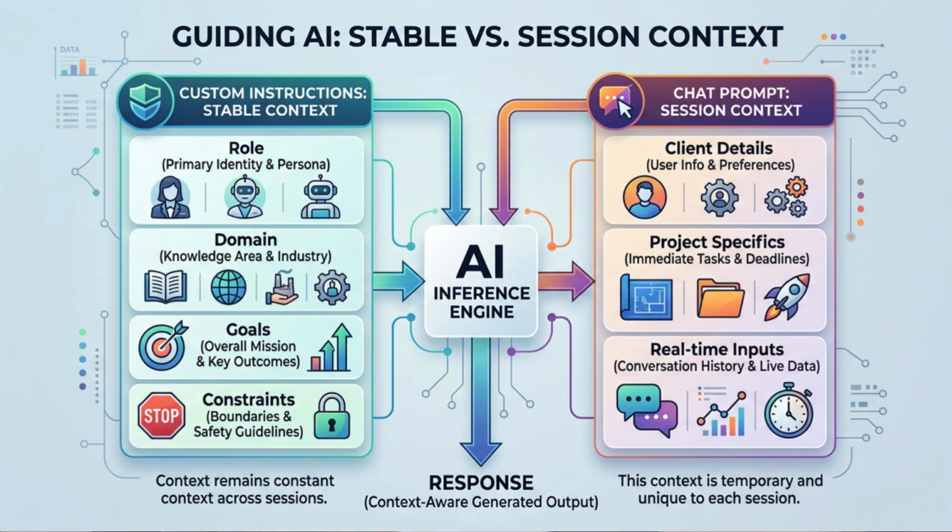The fix is a single rule. Custom instructions carry stable, background context only. Complex, session-specific, or sensitive inputs go in the prompt, not in your instructions. Don't put client names in custom instructions. Don't put project-specific details. Don't put anything that changes across sessions. Background context stays in the instructions. Session context goes in the prompt. That's the split.